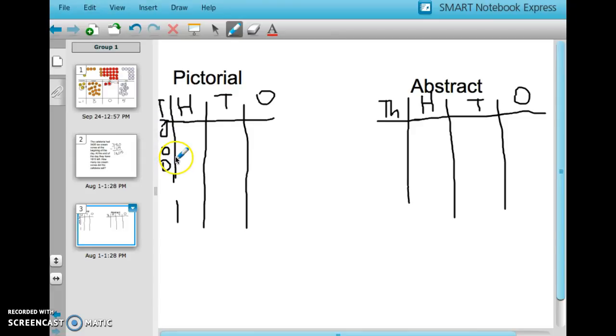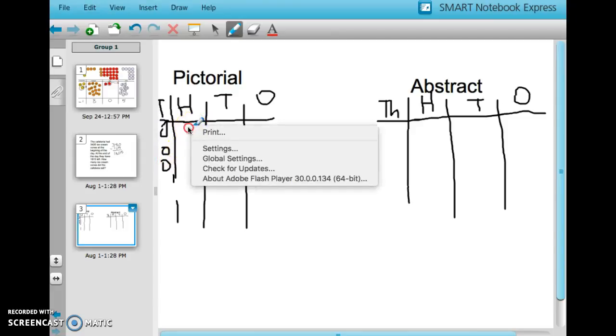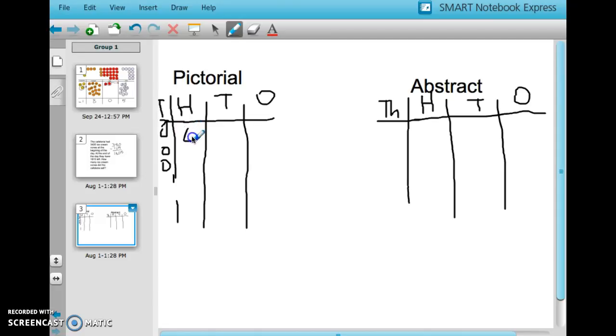We know we have 400 in the hundreds place. So we're going to draw 1, 2, 3, and 4. Now we're going to draw 2 place value chips in the tens place. So it's 1 and 2.